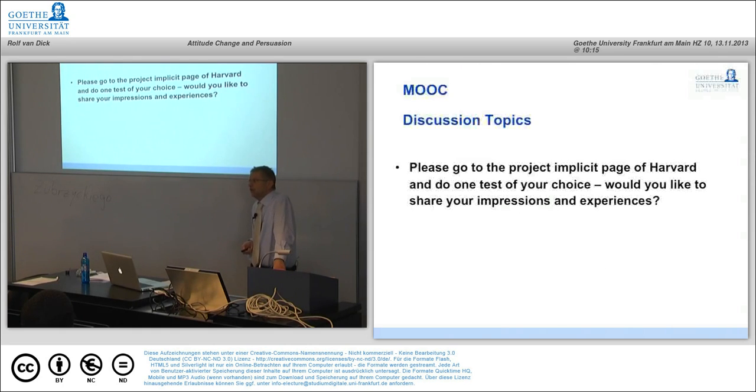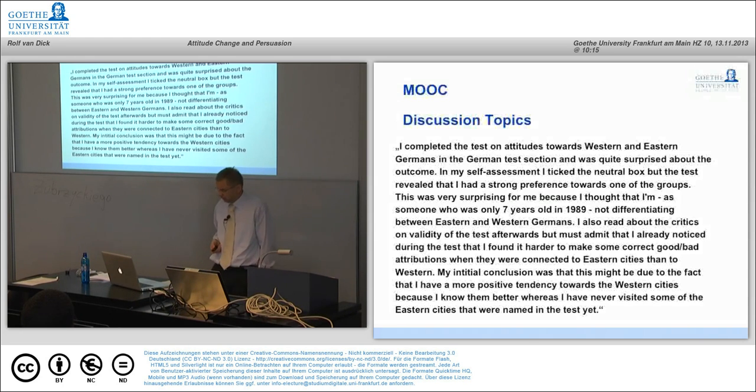I asked you in the online assessment or in the MOOC forum to go to the Project Implicit page of Harvard and to do one test of your choice, and then, if you'd like, to share your experiences. It was very interesting. Only a handful of people participated and shared their experience. I don't know how many of you actually did the test or some test in Project Implicit. Here's one example. Here's someone who apparently is from Western Germany, and he picked the test on prejudice between East and West Germans in the German test section.